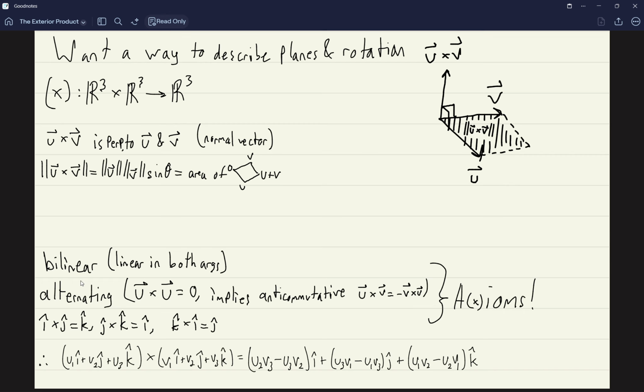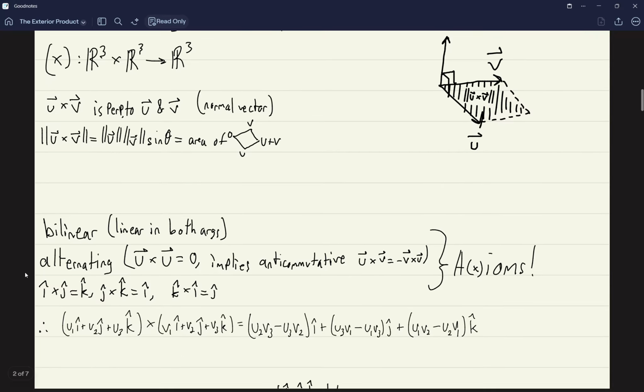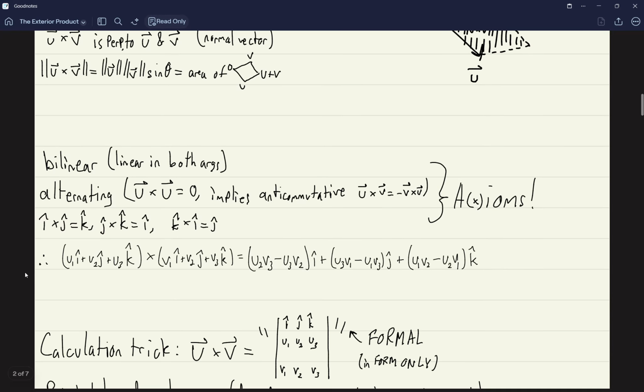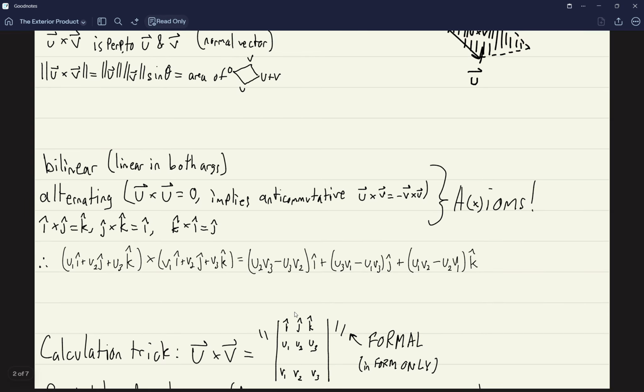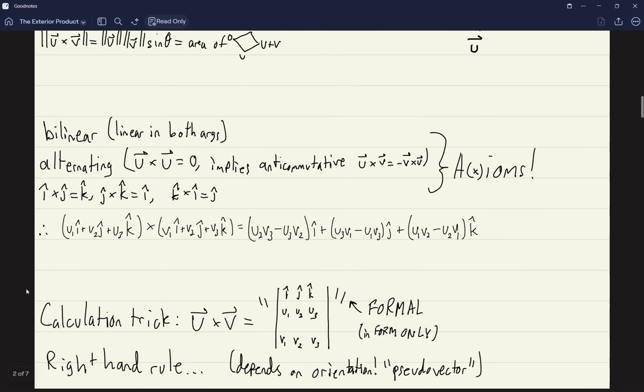And the other axioms on top of that for the cross product are this cycle: i hat cross j hat is k hat, j hat cross k hat is i hat, and k hat cross i hat is j hat. This is based on our choice of orientation, and these can characterize the cross product. From here you can compute the general formula, or if you insist, you can do this weird little formal determinant with the unit vectors and the components.